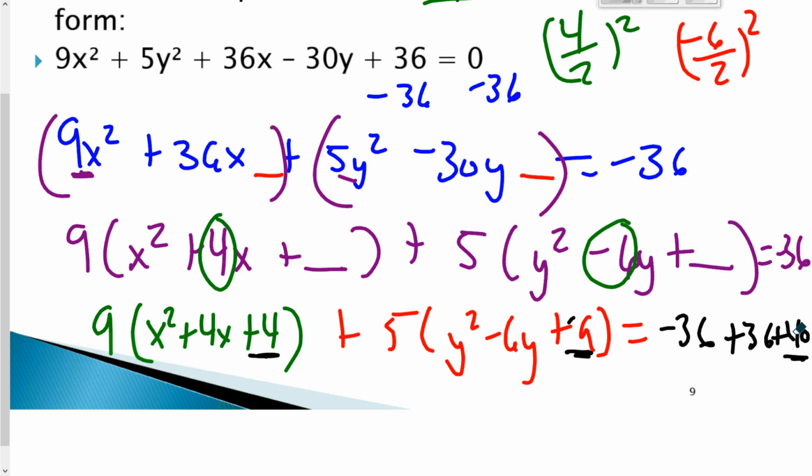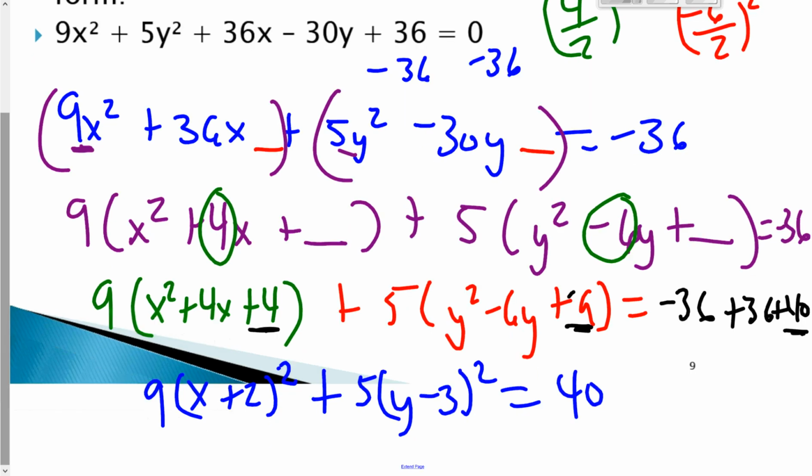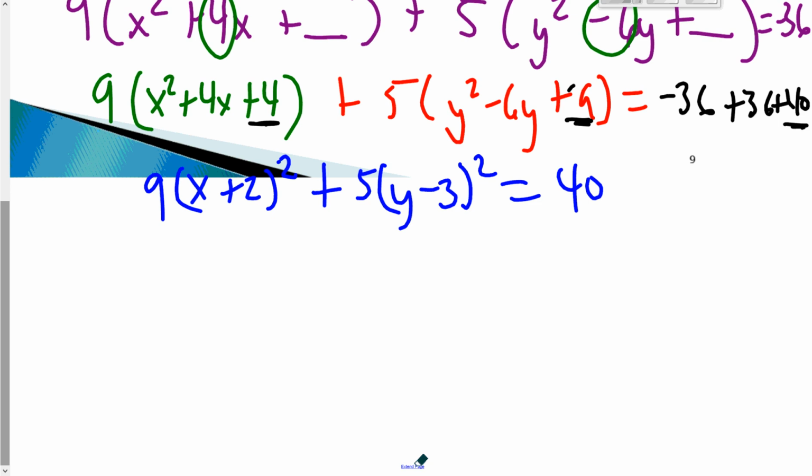Okay? So that's the real catch on this one when you have to go from this general form to the standard form. Okay? So now we can go ahead and factor our quadratics there. So we get our x plus our b over 2. And our b over 2 was 4 divided by 2, which is 2 quantity squared. And then we just have our 9 in front. Then on this one, we have our b over 2, which was negative 3. So y minus 3 quantity squared. And then our 5 out in front. And equals positive 40, right? Because negative 36 plus 40 is 40.